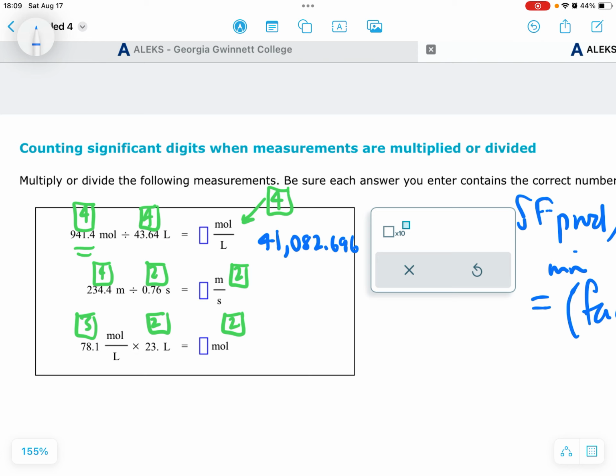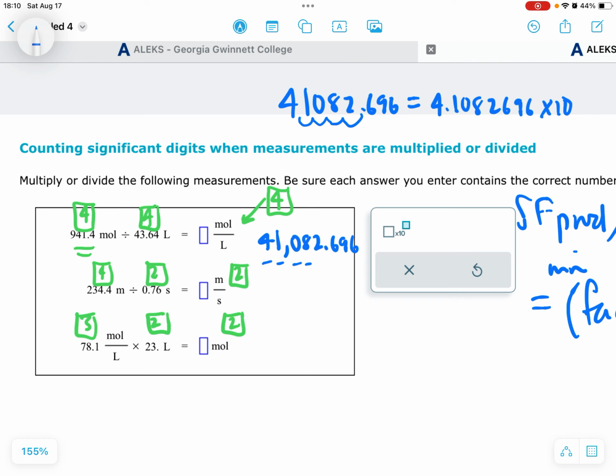So I can only put this to 4 sig figs. Okay, so it's 1, 2, 3, and 4. All right, so the easiest way to do this is to report this in scientific notation. 41,082.696 is the same thing as 4.1082696 times 10 to the, and it's a big number, so let me do positive, 1, 2, 3, 4, times 10 to the 4.